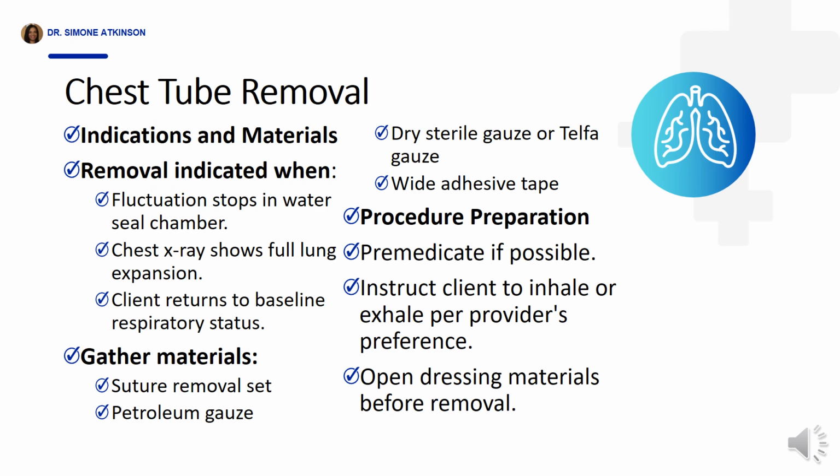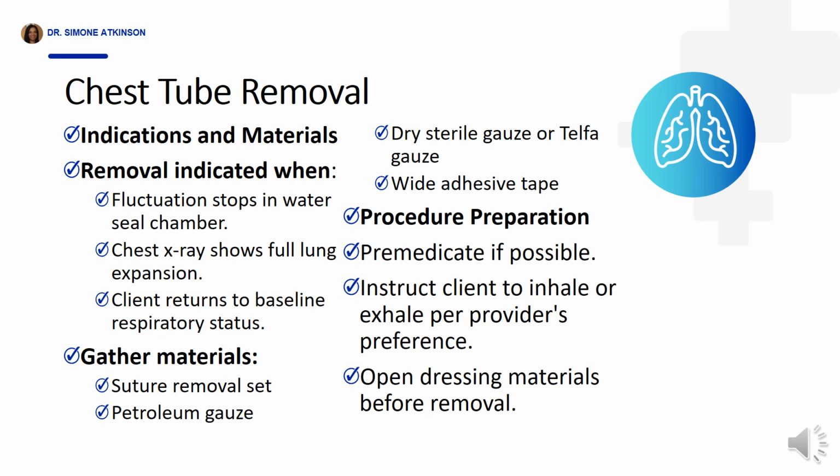Now moving on to the chest tube removal. This procedure is warranted when the fluctuation stops in the water seal chamber, when a chest x-ray verifies complete lung expansion, as well as the client's respiratory status returning to normal or baseline. Essential materials include a suture removal set, petroleum gauze, dry sterile gauze or Telfa gauze, and wide adhesive tape.